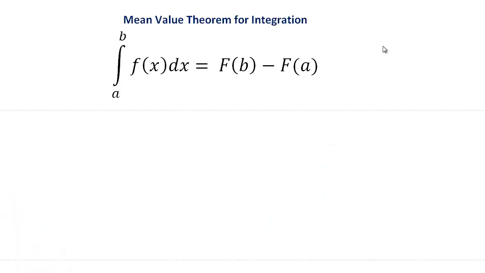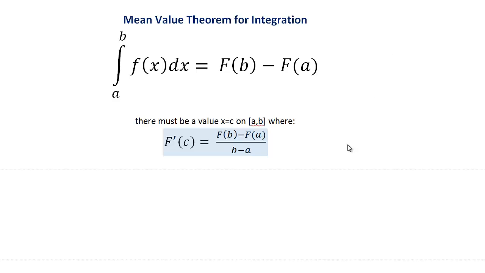Okay, we know the fundamental theorem of calculus tells us that the integral from a to b of f of x dx is equal to the antiderivative at b minus the antiderivative at a. Well, from the mean value theorem of differentiation, there must be a point along that interval where the instantaneous rate of change equals the average rate of change. In this case, that's going to give us the average value over the interval.